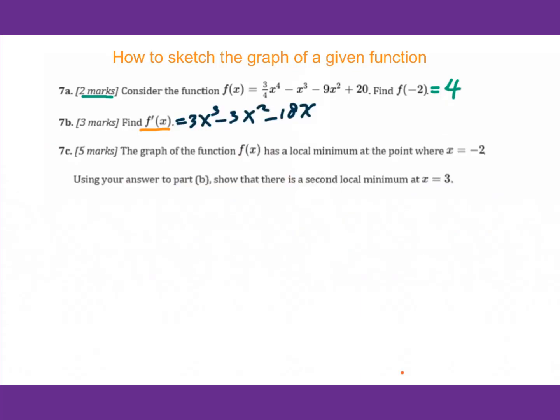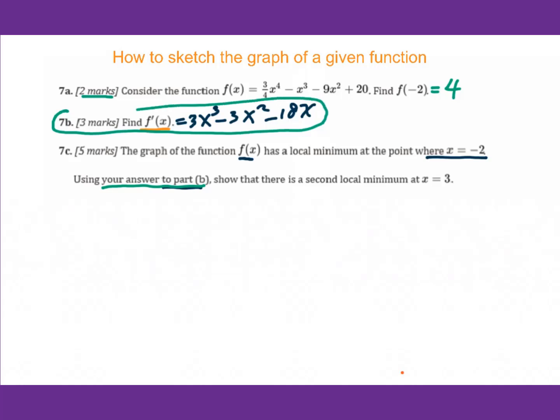The graph of a function f of x has a local minimum at the point where x equals -2. Using your answer to part B, show that there is a second local minimum at x equals 3. You have to use your answer to part B, which means the derivative function. We know if there is a local minimum at x equals 3, then the derivative of f at 3 should be equal to 0. So we check whether f prime of 3 equals 0 or not.